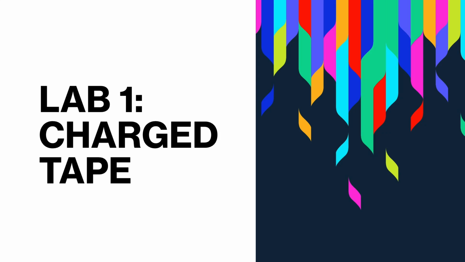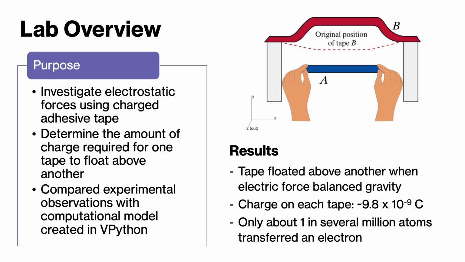Hi, this is my video lab report for Lab 1, Charged Tape. The purpose of this lab was to investigate electrostatic forces using charged adhesive tape. Specifically, we wanted to determine how much charge is required for one piece of tape to float above another when electric forces balance gravity. We also compared our experimental observations with a computational model created in VPython.